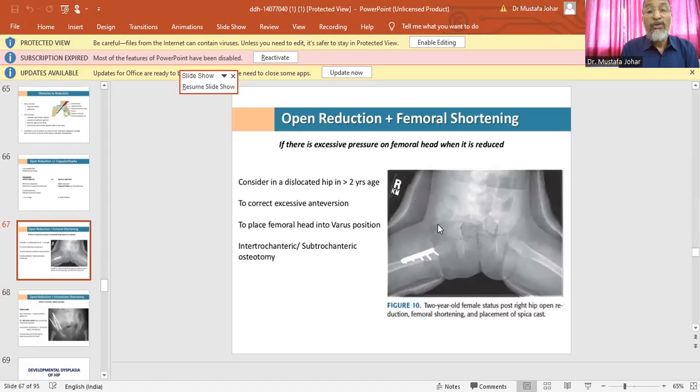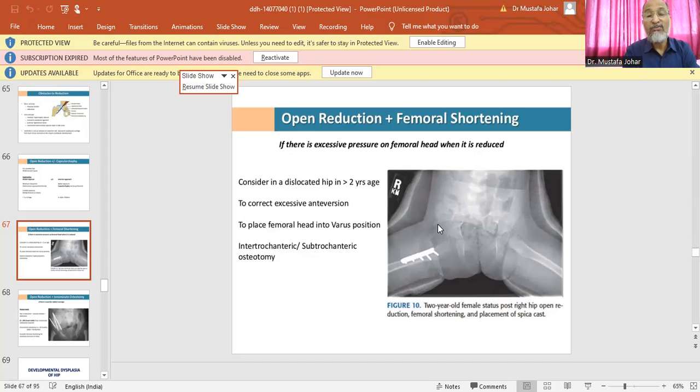Then certain things more can be done to maintain the reduction, and there is the open reduction and the femoral shortening can be done if there is excessive pressure on the femoral head. When it is reduced, that may lead to pressure necrosis or avascular necrosis, and hence the pressure should be reduced by shortening of the femur. And another point of doing an osteotomy of the femur is the reduction of the pressure inside the bone. The intra-osseous pressure is reduced, and hence the avascular necrosis is reduced.